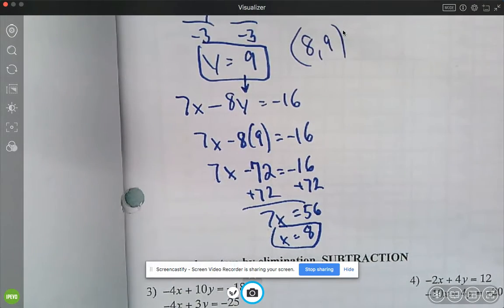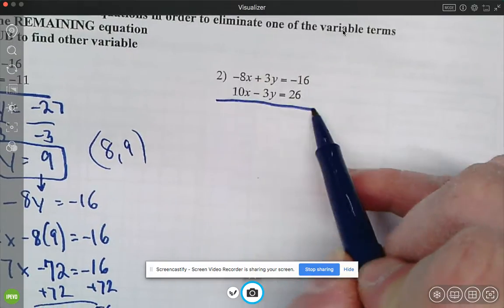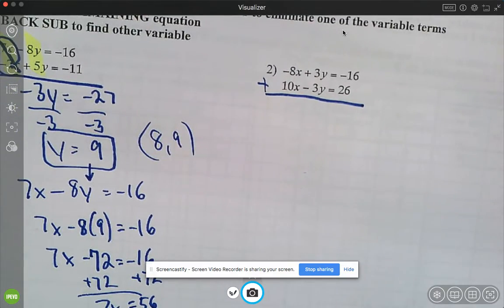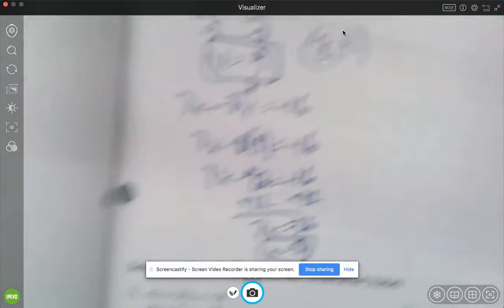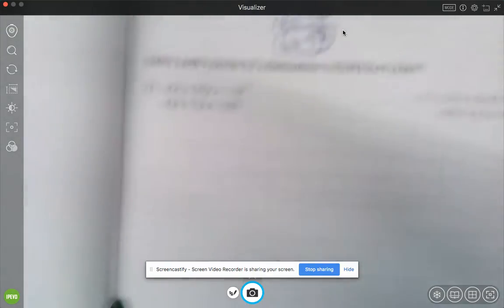All right, I'm going to pause the video and see if you can solve number 2 by addition. All right, hopefully we showed that on the IPVO. Let's try number 3. This one's by subtraction.